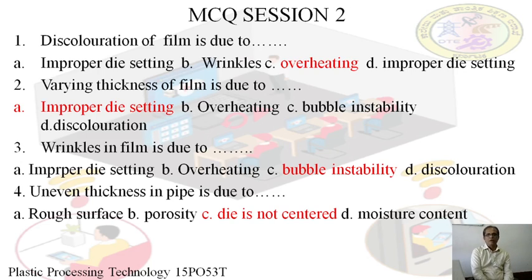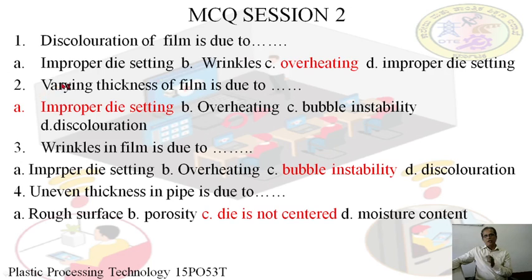Now let us discuss the multiple choice questions of this session 2. Question number 1. Discoloration of film is due to dash. Discoloration is change of color. This is due to the overheating of the material. Improper die setting, wrinkles, improper die setting, no, these are not the reasons. Due to the overheating, only discoloration takes place.